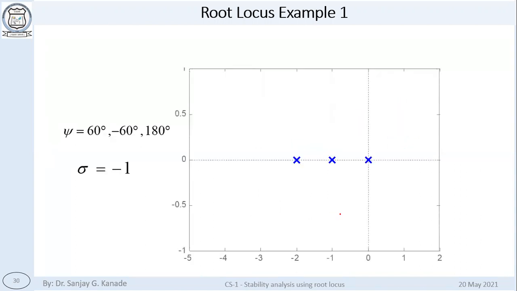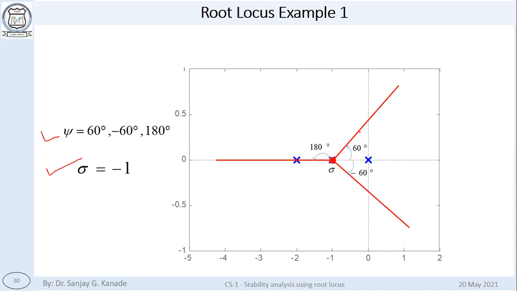So these are our calculations that we have found out. Angles of asymptotes are 60, -60, and 180 degrees. And sigma, the centroid, is -1. Means at this point, sigma equal to -1, all the three asymptotes will meet. What it means is that we have to draw the asymptotes from this point. This is plus 60, this is -60, and this is 180 degrees. So this is how we have three asymptotes. Okay, we have got the three asymptotes intersecting at sigma equal to -1.